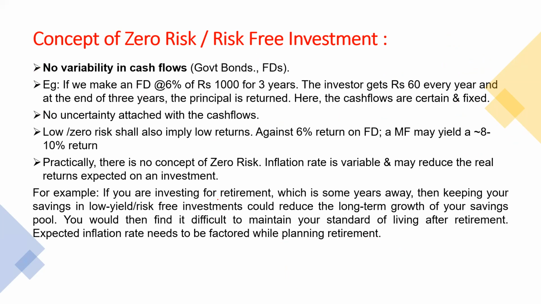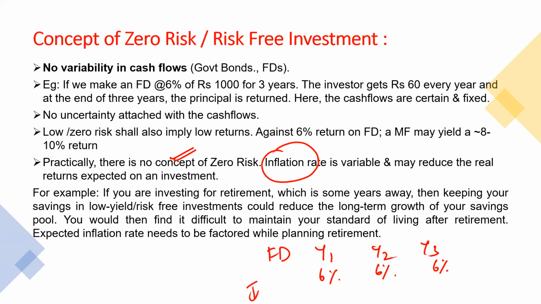Now, practically speaking, there is no concept of zero risk. There's always the inflation angle which comes into play. I invest in an FD today. Year 1, year 2, year 3. I said 6% is my return, so it is fixed. Where is the risk? This is a zero risk investment. But there is an inflation element which will keep changing. Let's say this was 3%. It increased to 5% and then came down to 4%.